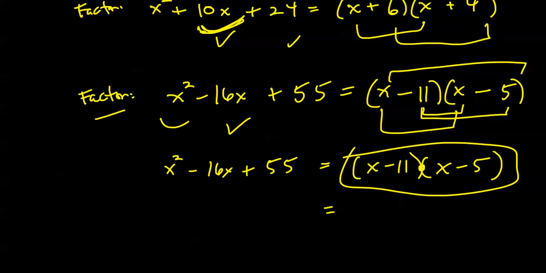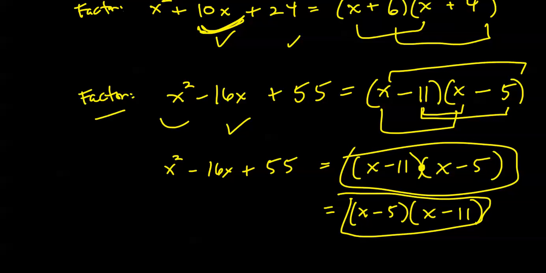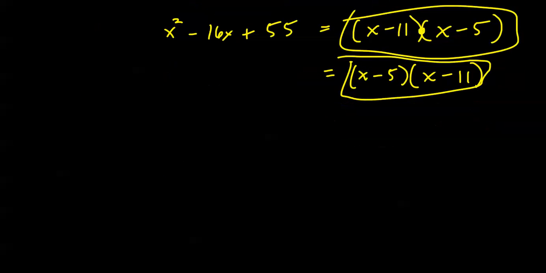Notice, multiplication is commutative, so I could have reordered those two binomial factors, and that equivalent answer, of course, would have been fine also. Alright, factor y squared minus 17y plus 72.